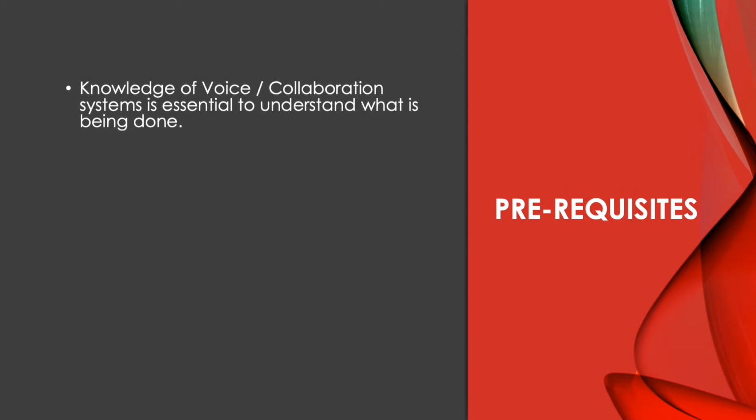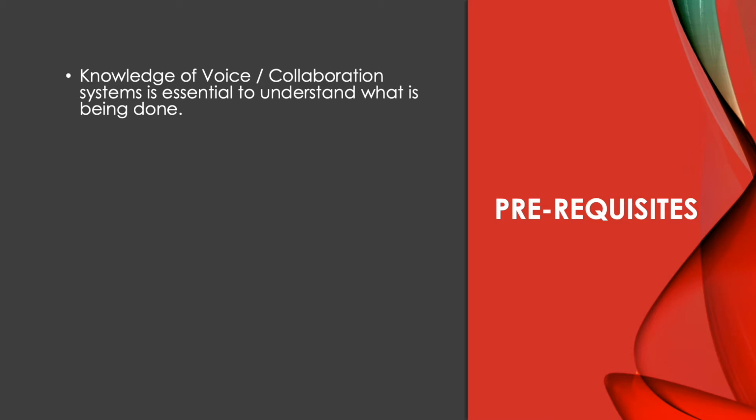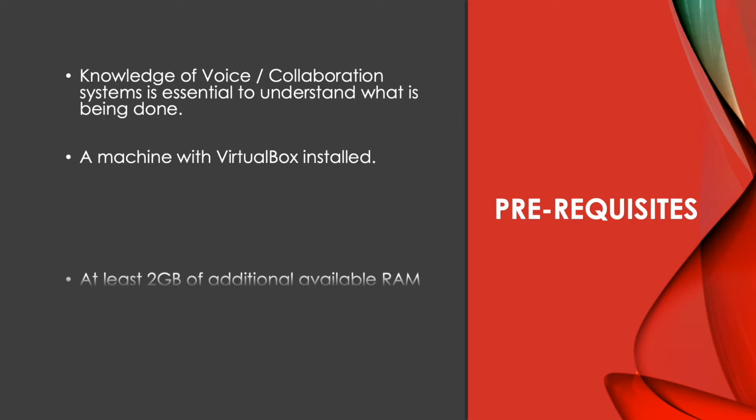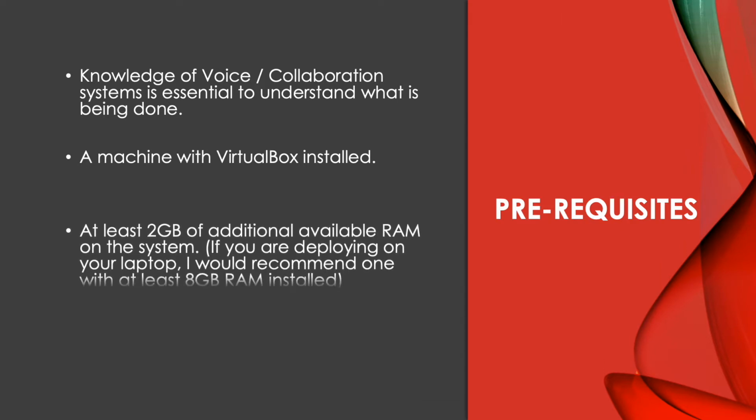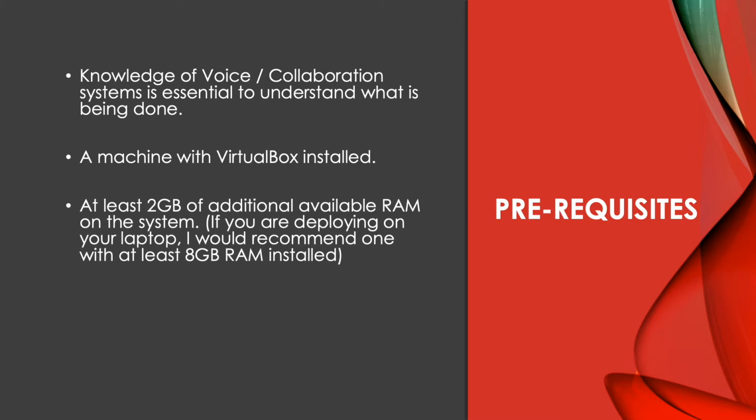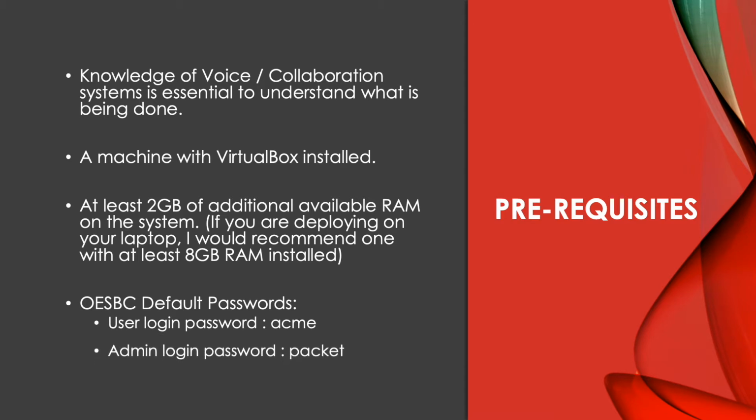As a prerequisite, a working knowledge of voice and collaboration systems is essential to get a better understanding of this tutorial. You will also need a machine with VirtualBox hypervisor installed, and you will need at least a couple of GB of RAM. And if you're installing on a laptop, 8 GB of RAM is required for reasonable performance, considering you'll have both VirtualBox and the virtual machine installed on it. Also, you will need some default passwords, Acme for the user login and Packet for the admin login password.